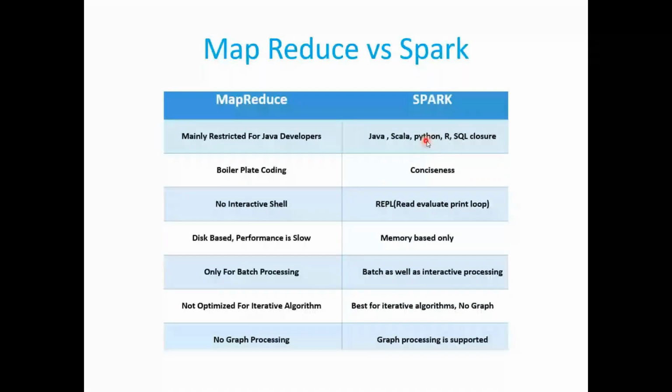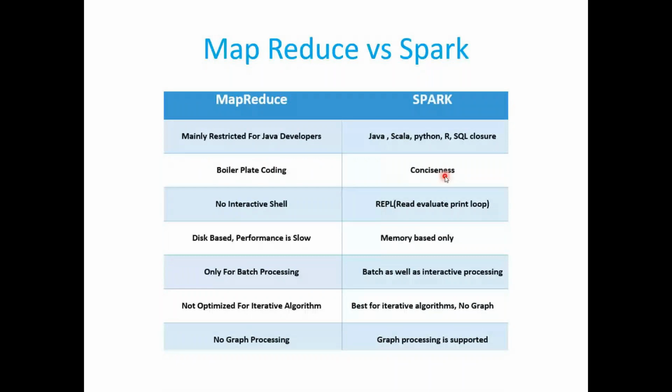And also, because we need to write the code in Java in MapReduce, it involves boilerplate coding. That is, even if you have to achieve a simple thing, you have to write a lot of code. But in Spark, we can write the code in a clear and concise manner. That is, by writing less code, you can achieve more.